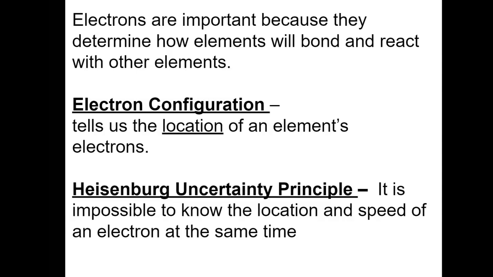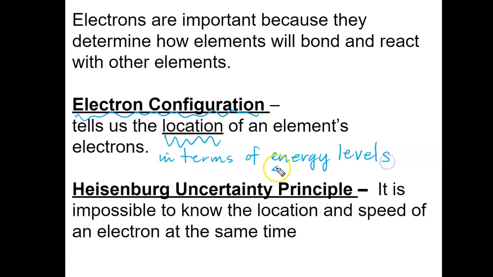When we talk about this thing called electron configuration, we are literally speaking about the location of an element's electrons in terms of energy levels and sublevels. And it turns out that electrons follow some simple and easy to understand rules, but it definitely has a pattern.